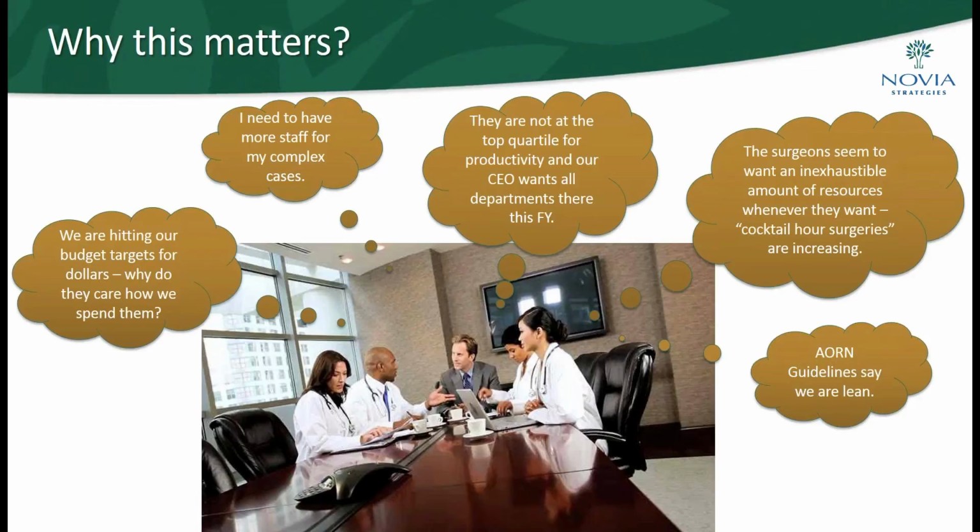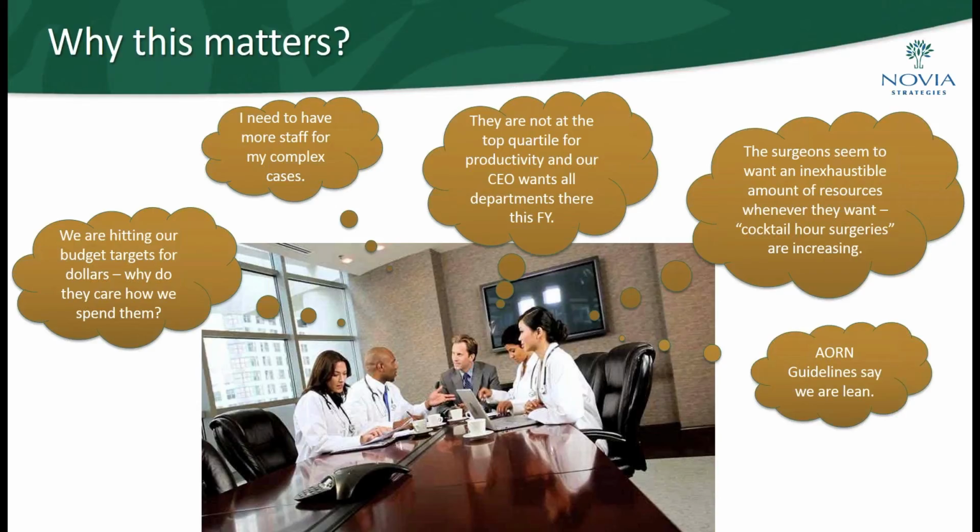Many of the session attendees really felt that they had been in meetings like we are reflecting here on slide 6, where we have one individual that is thinking she and her department are able to hit their budget targets related to dollars. So why does it really matter how they spend those dollars? So that person was hitting their targets financially and was less concerned about hitting her productivity targets. Then you have a provider there to the right of her that's thinking that he has more complex cases and is going to need more staff for that.